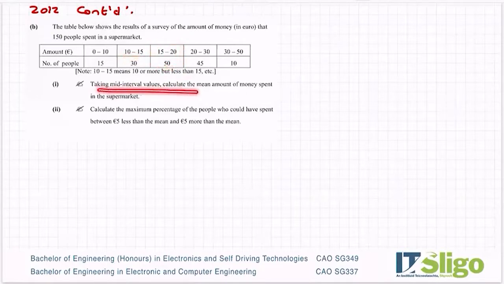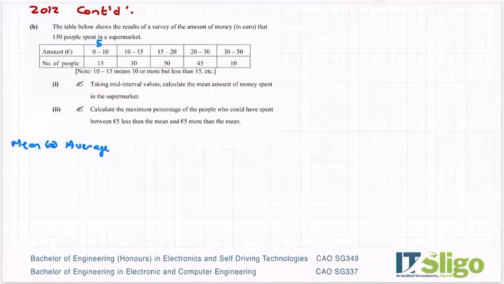Taking mid-interval values, calculate the mean amount of money spent in the supermarket. Okay, so mean is the average. Okay, so you add them all up and you divide by the number of numbers. Okay, so let's have a look at mid-interval values. So mid-interval values between 0 and 10 would be 5. Mid-interval values between 10 and 15 would be 12.5. It's the halfway point between them.